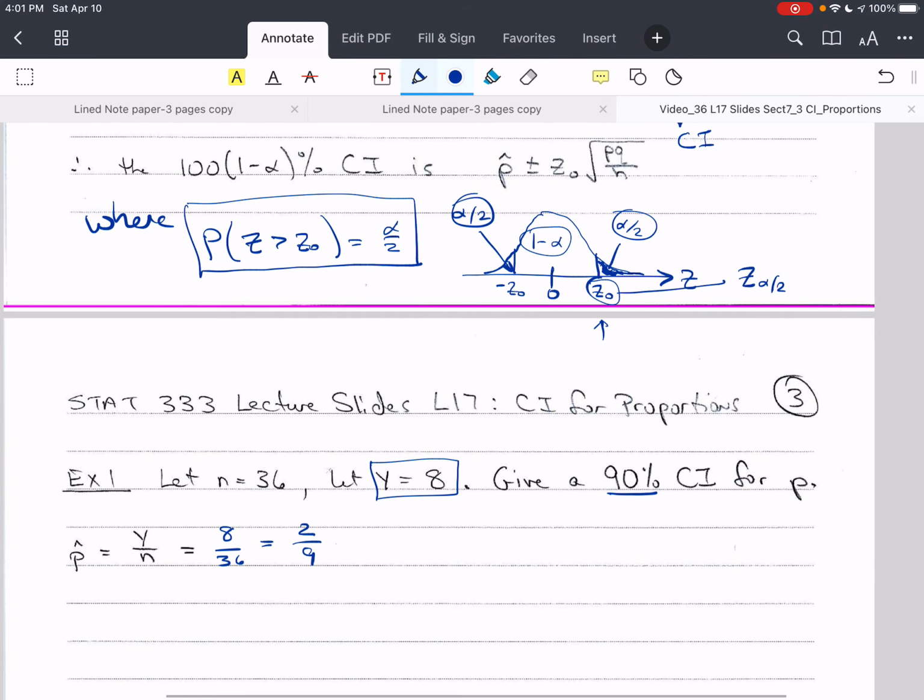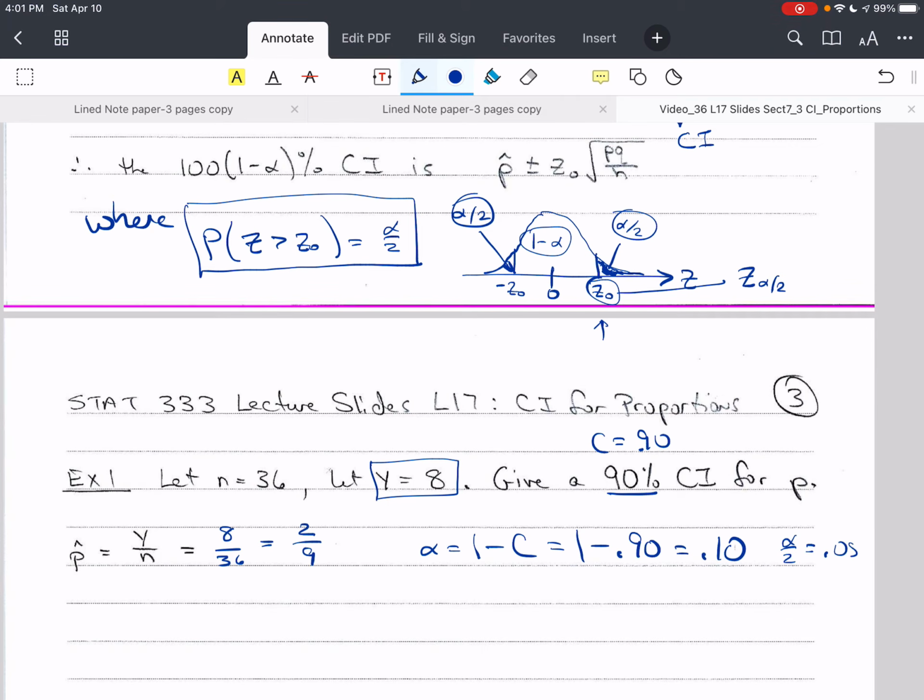All right. So the next thing we should probably do is we want to find z naught. So c, the confidence level, is 0.90, and alpha equals 1 minus c, so 1 minus 0.90 equals 0.10. And thus alpha over 2 equals 0.05. So we have this relationship that we have z naught here, and over here we have 0.05, and that means that here we have 0.95.